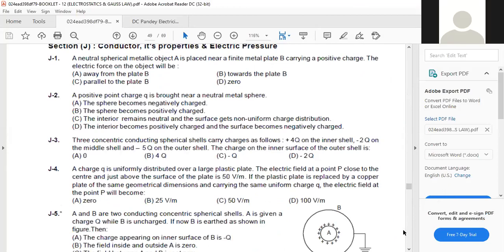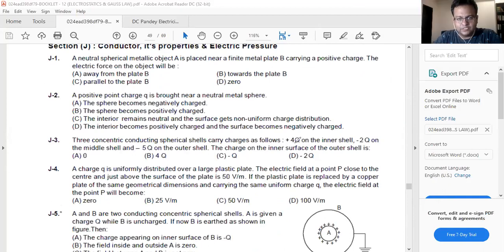Sir, J4. J4. J3. Okay, J3 as well. There are 3 concentric shells, 4q on the inner shell, -2q on the middle shell, and -5q on the outer shell. The charge on the inner surface of the outer shell. Okay, simple questions here. We'll just draw 3 concentric shells.